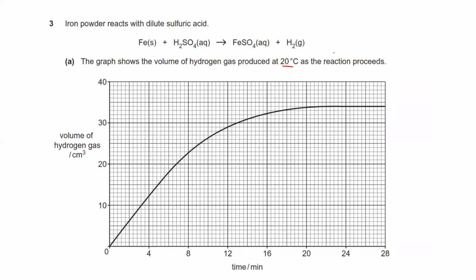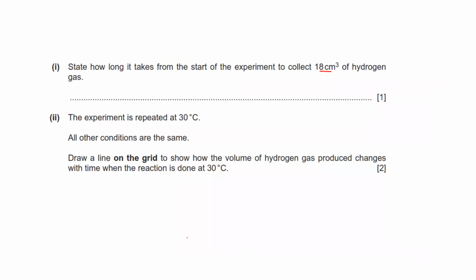So let's see in the graph. It starts from zero and 18 is somewhere here. So let's see how long it takes. So it comes up here. So if we go down, it is something like this. So this is 18 cm³ of the gas, and this is here. So it is 6 minutes. So we can say it is 6 minutes.